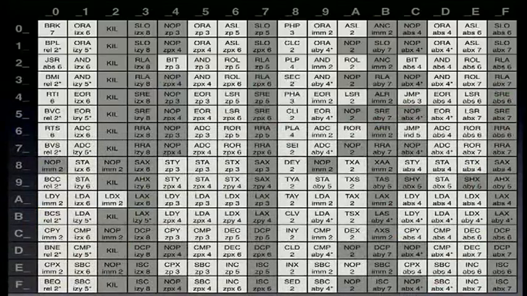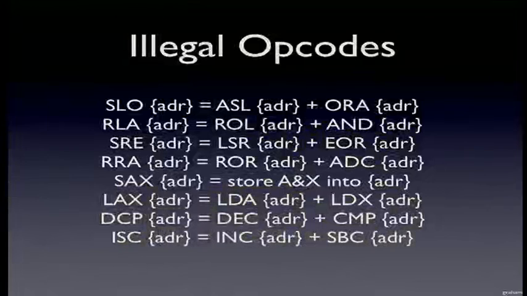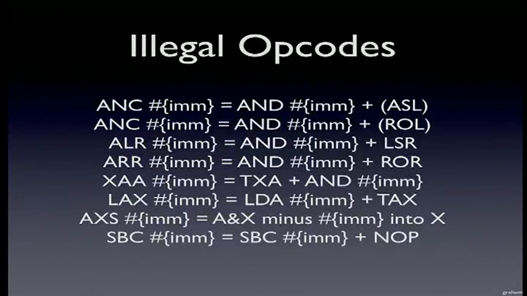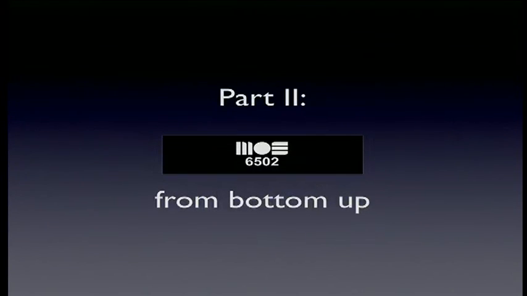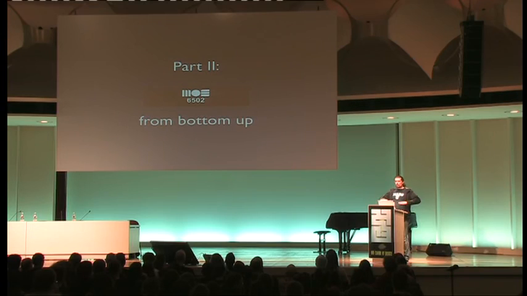Many people have done a lot of research on that and compiled these tables. If you use that opcode, most of them don't really make all that much sense. It's mostly a combination of other things. Some do make sense. So another question is, how can we find out what exactly is going on without just describing what we measured? We have to go from bottom up. We have to understand from a transistor level what's going on inside the CPU. So part 2, from bottom up.